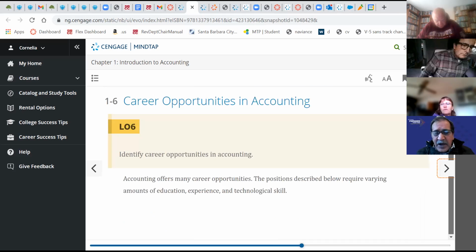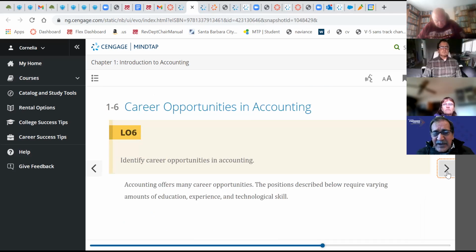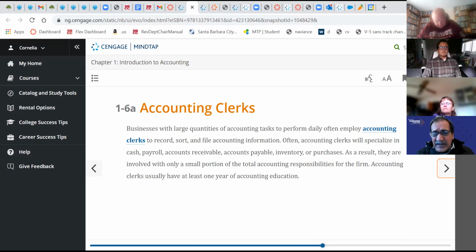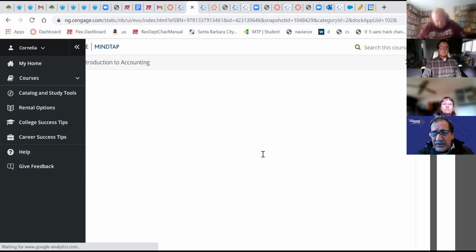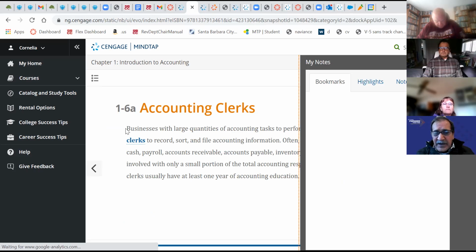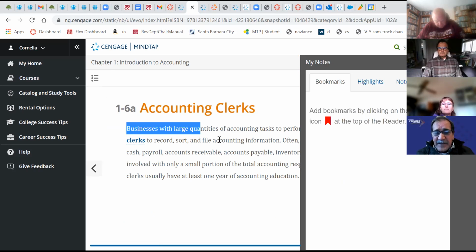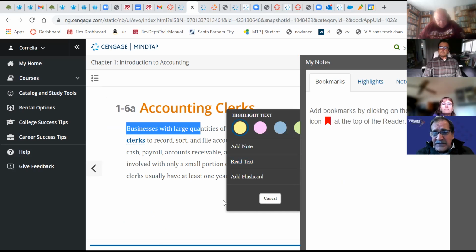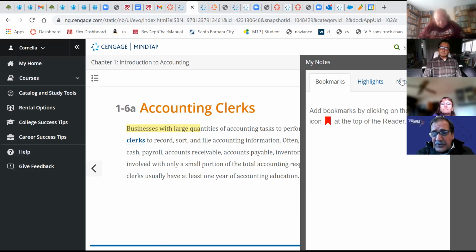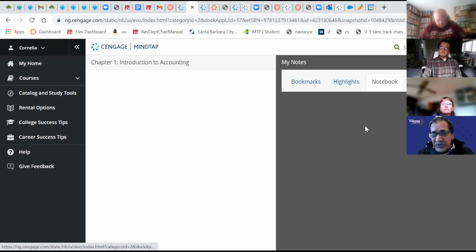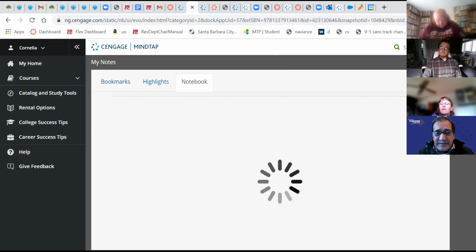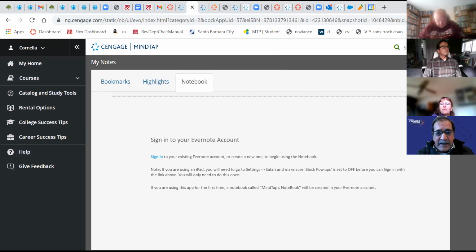On the apps on the right-hand side, you can highlight and take notes within the ebook, and it'll save all those notes for you. You can create flashcards. The third one down is a read speaker, so it'll read the text for you, and you can choose a male or female voice. Okay, let me see.